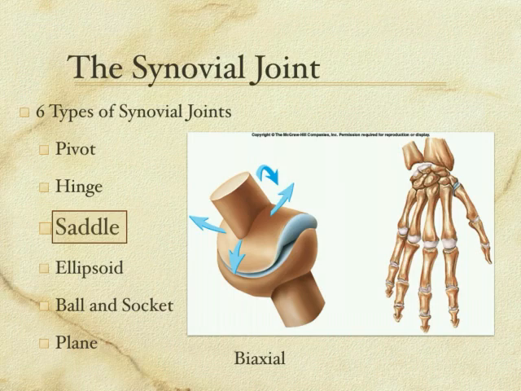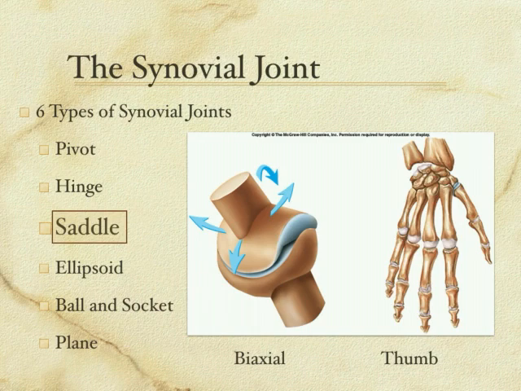These joints, the saddle joints, are pretty rare in the human body. The only one that we're going to pay attention to, and it won't be in the lower limb unit, will be the joint at the base of the thumb. The joint at the base of the thumb, where it anchors into the bones of the wrist, is called a saddle joint.